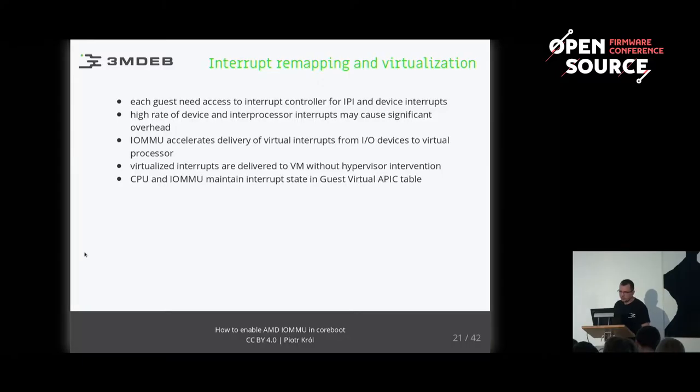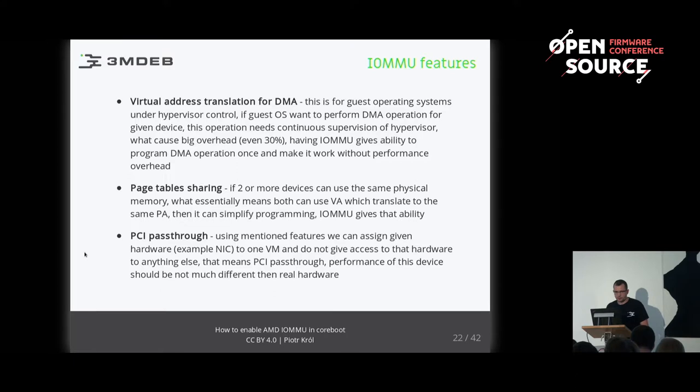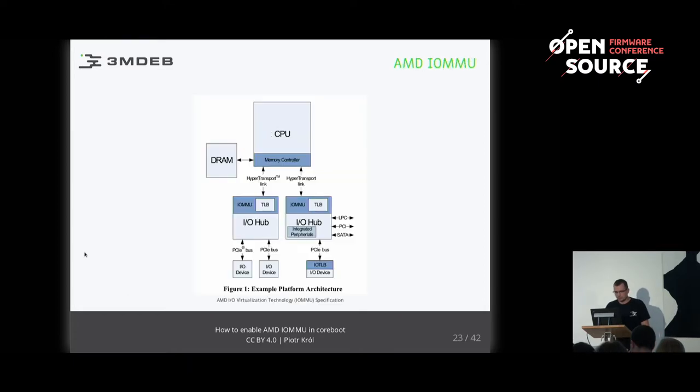So thanks to the IOMMU, we have something like the guest virtual APIC table, which can help in redirecting interrupts just after arriving at the correct place. So this is a performance improvement. I already told you about that. Virtual address translation is to avoid the overhead of the hypervisor handling DMA accesses from the VM to the memory. Page table sharing is a virtual address for graphics and for normal processes. And the PCI pass-through, you already know about that.